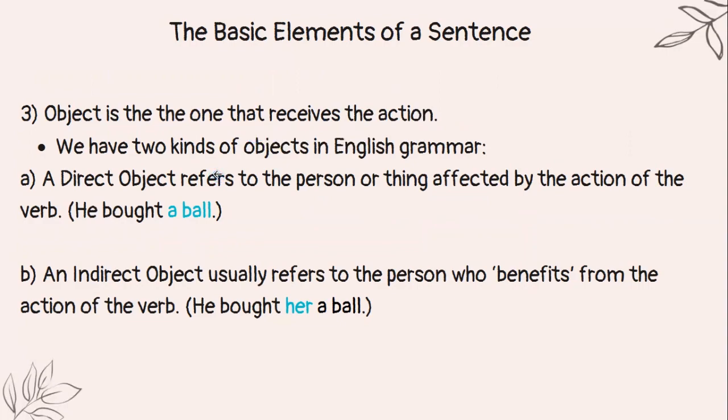Likewise, there are two kinds of objects in English grammar. The first one is the direct object, and the second one is the indirect object. The direct object refers to the person or thing affected by the action of the verb. For example, he bought a ball.